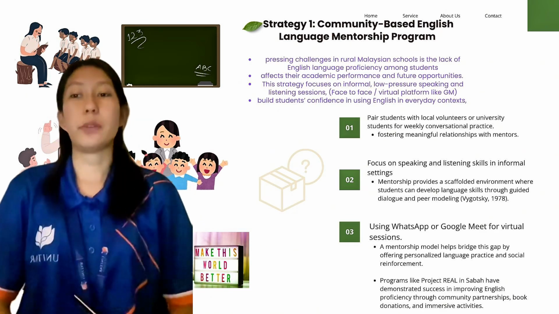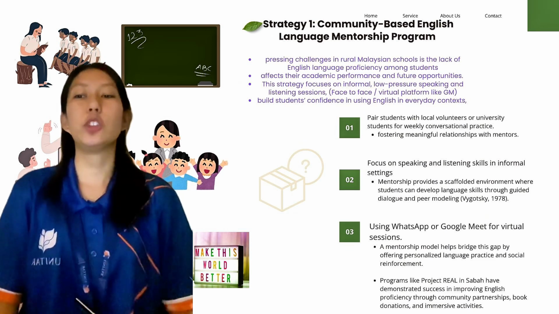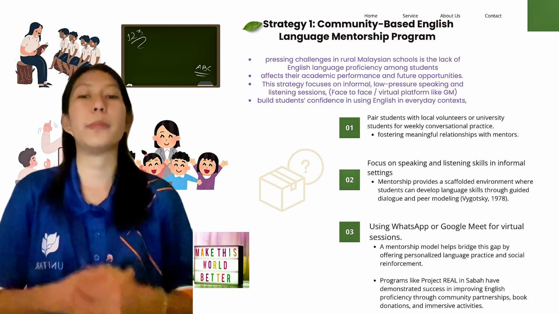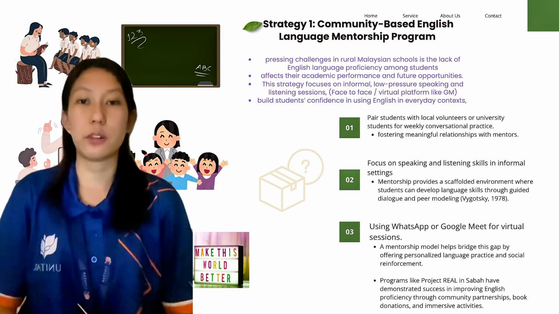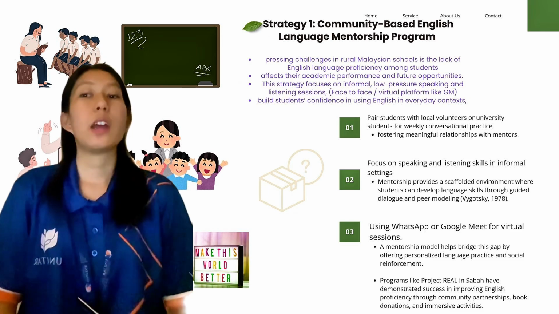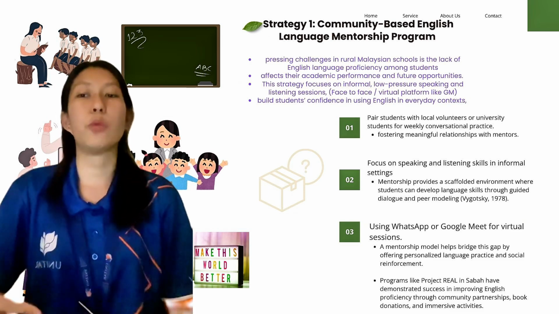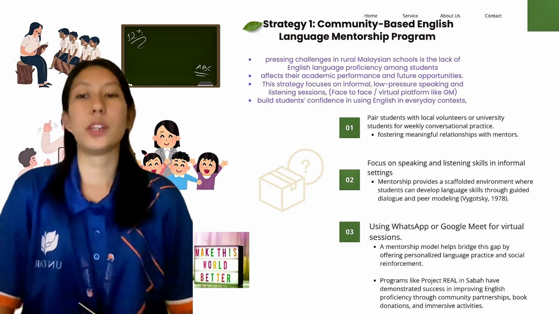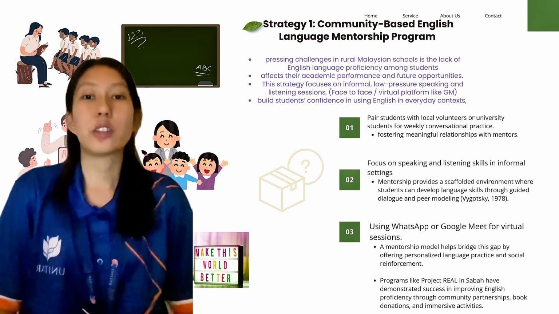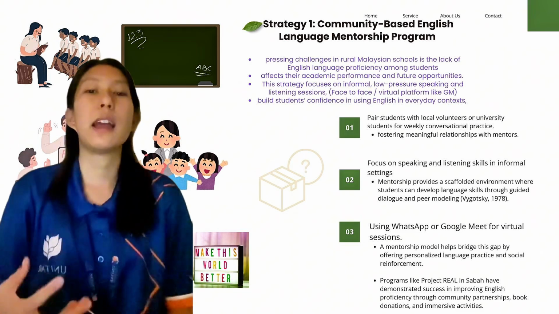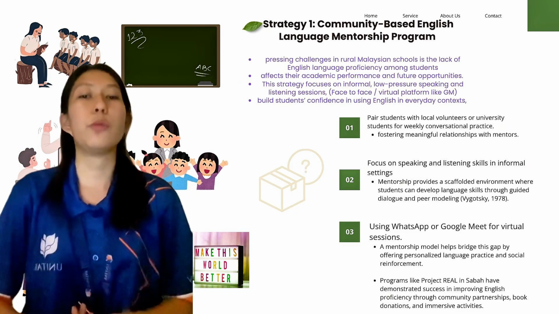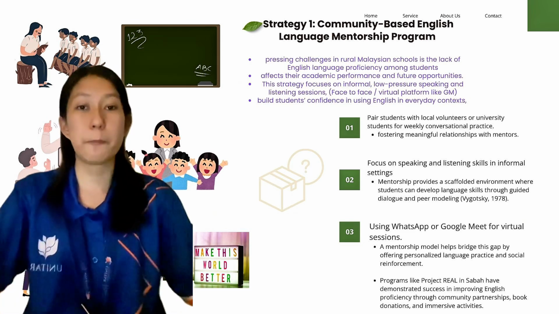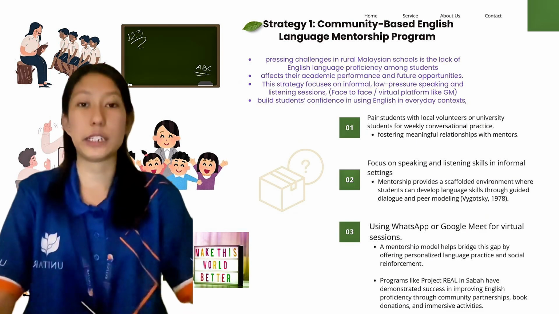The focus for number 1 in this strategy is that we need to pair students with local volunteers from any universities who want to be involved in this program. The students will have weekly conversation practice, fostering meaningful relationships with mentors. So they can gain more experience and adaptability with their communication skills and confidence while building a relationship with the volunteer from the other university.